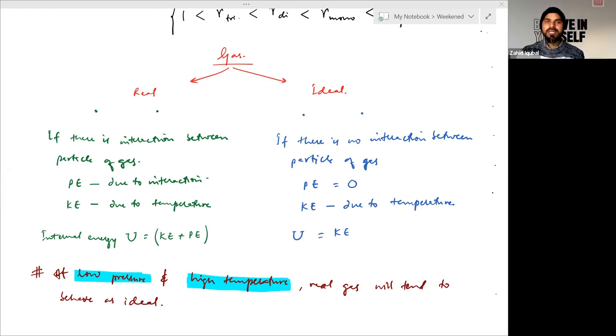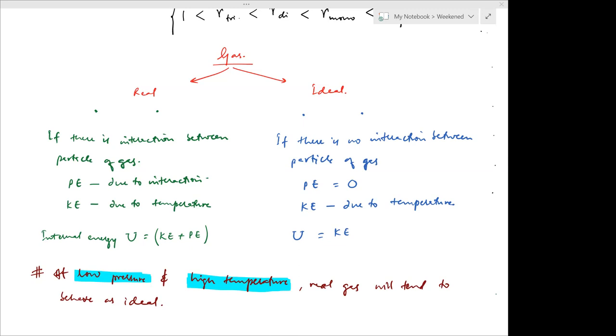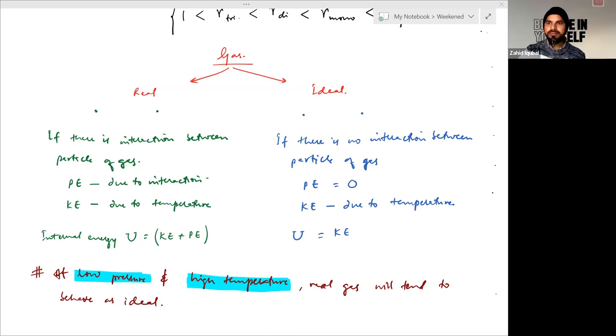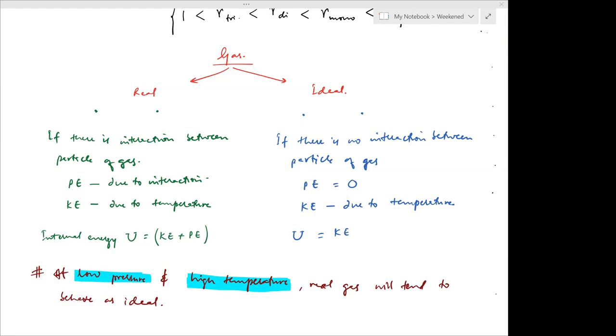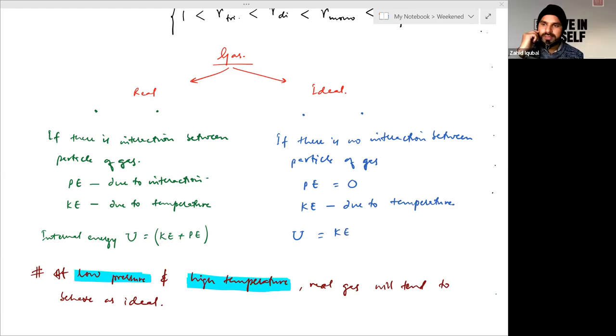So let's stop here for today. In the next class, we'll start the zeroth law, first law, and then various processes related to this part. So just revise up to this part and try to do various problems. Okay, we'll continue next class. Okay, sir. Thank you.